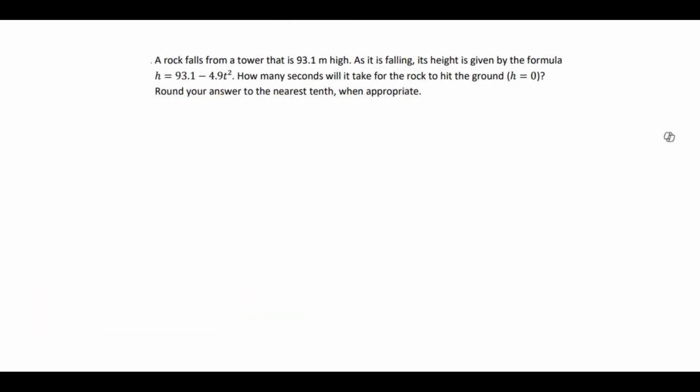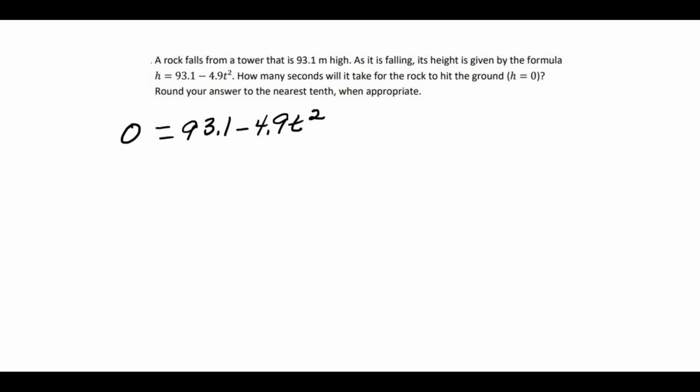A rock falls from a tower that is 93.1 meters high. As it is falling, its height is given by this formula. How many seconds will it take for the rock to hit the ground? So when the rock hits the ground, the height is going to be 0. And we're asked to round our answer to the nearest tenth. So we're going to put 0 in place of h.